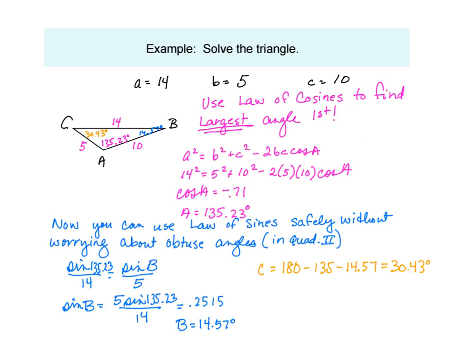So you can see I chose to solve for angle B using the law of sines, and I found that angle B was 14.57. I found angle C by taking 180 and subtracting the other two angles. So as you can see, law of sines, when you are solving for angles, you have to consider the ambiguous situation where you could have an angle in the first or the second quadrants.